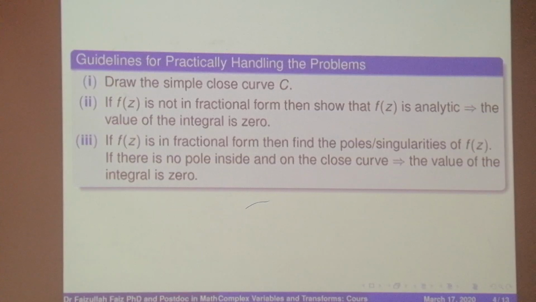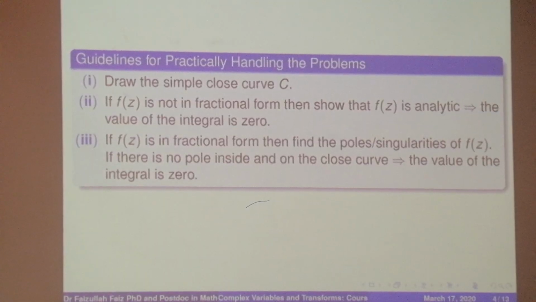And we have to show that there is no pole inside the closed curve or on the closed curve. Because what is a polar singularity? Polar singularities are those points at which the function is not analytic. So if the function is not analytic, we cannot use the Cauchy integral formula. So we have to find the poles of the function f of z, and we have to show that all the poles lie outside from our closed curve.